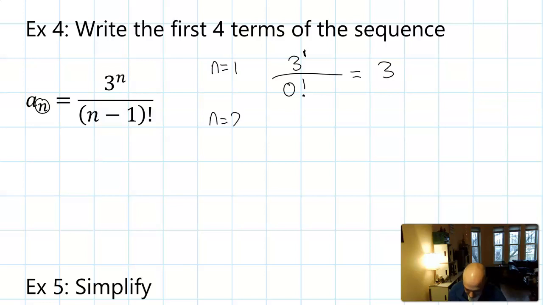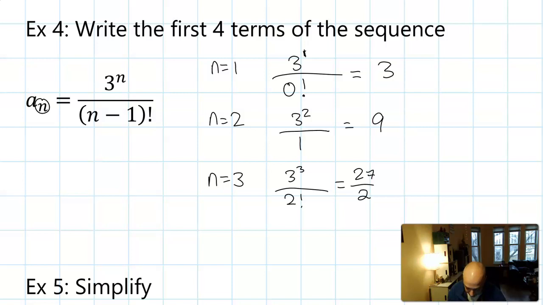If n is 2, then this would be 9, 3 squared, over 2 minus 1 is 1, so that's 1, so that would be 9. If n is 3, that would be 3 to the 3rd over 2 factorial. Well, that's 27 over 2 times 1. Nothing reduces here.